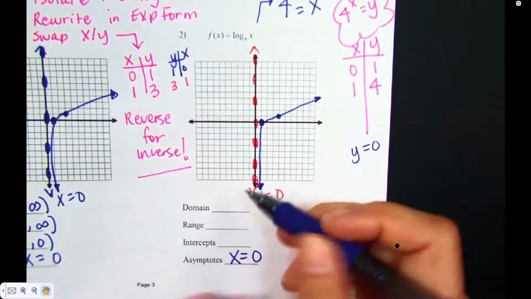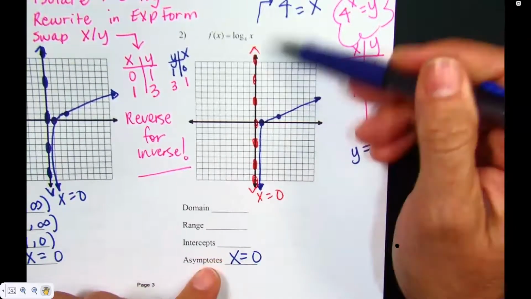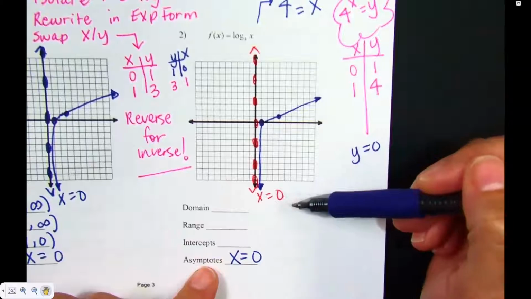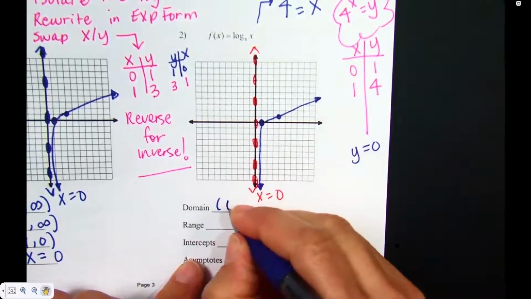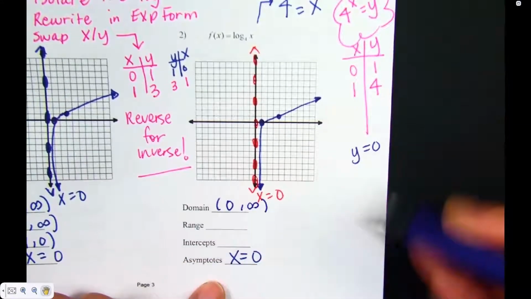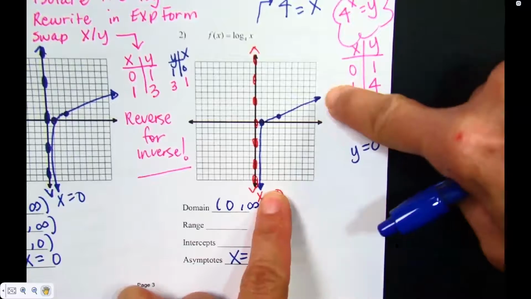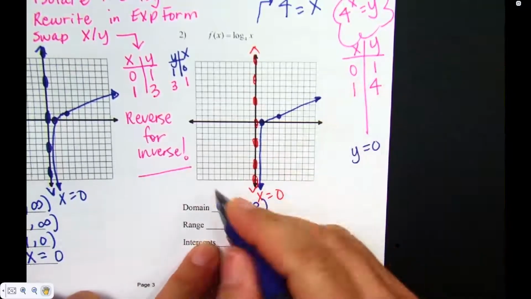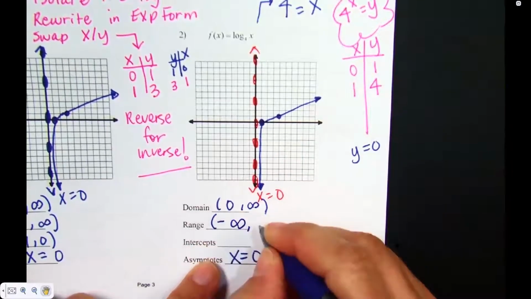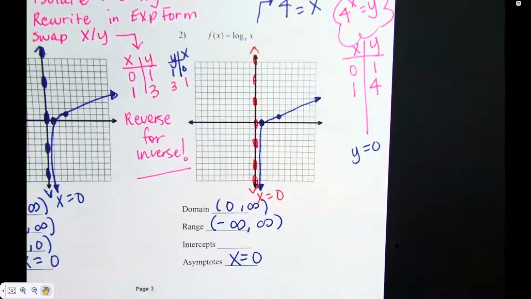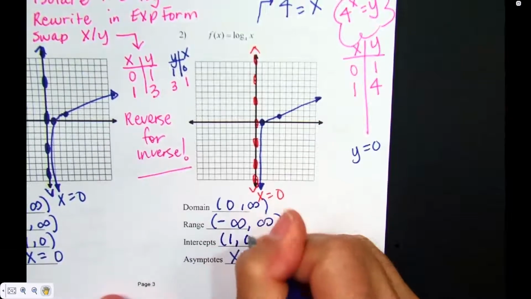Now remember, your domain has a boundary right here. It cannot go below and it cannot equal 0. So your domain is from 0 to infinity, but I have a down and an up arrow for my range. Your range can be anything, which is negative to positive infinity. I also have an x-intercept, which is going to be a positive 1, 0.